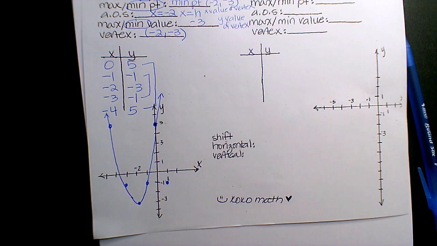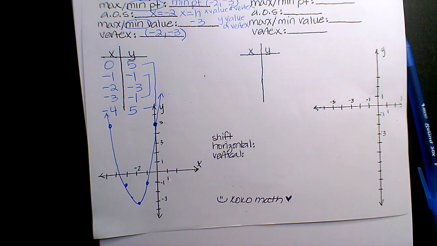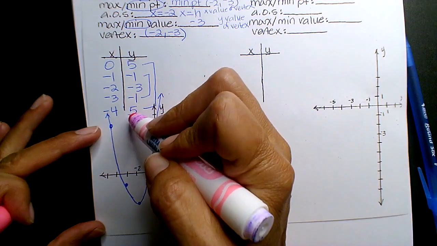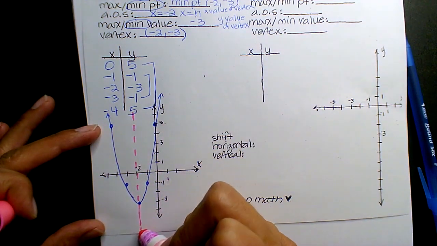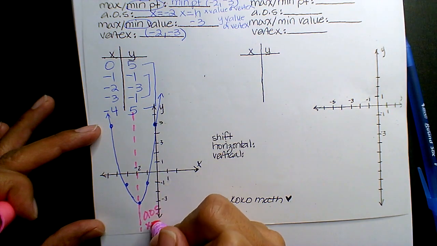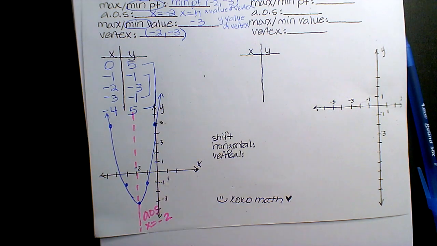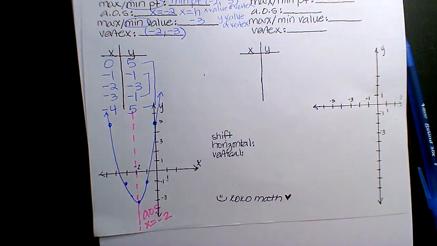I'm gonna put in my axis of symmetry right now. And then your axis of symmetry, right? It's that dashed vertical line that cuts through your vertex, right? That allows symmetry to exist. So that's why these points are symmetrical.